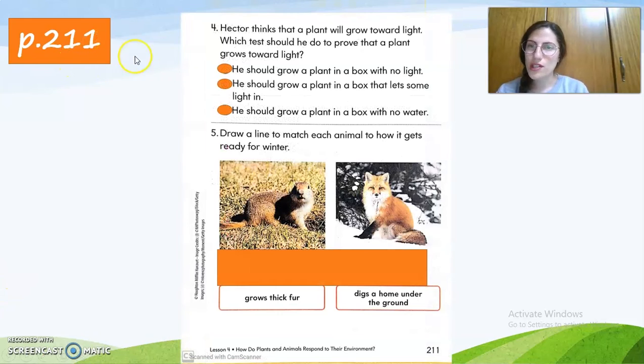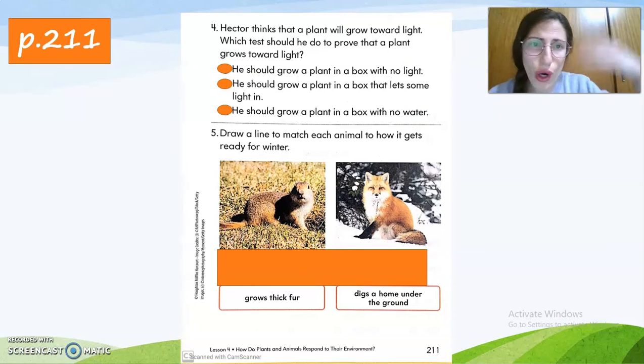On page 211, number 4. Hector thinks a plant will grow toward light. Which test should he do to prove that a plant grows toward light? A. He should grow a plant in a box with no light. B. He should grow a plant in a box that lets some light in. C. He should grow a plant in a box with no water. So, Hector thinks that a plant will grow towards the light. He wants to make a test to prove it.